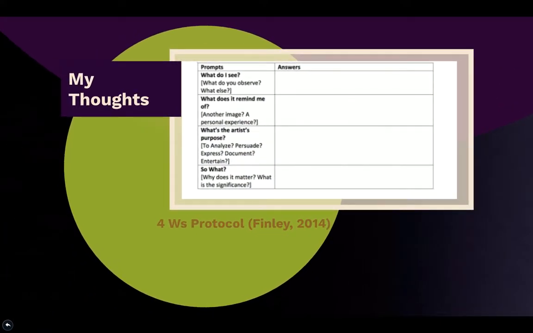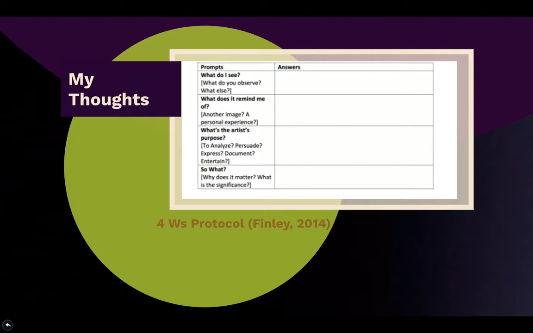Another thing that comes to mind is the 4Ws protocol by Finley. His protocol gives some great prompts that we could use in the classroom with our pre-K students, especially when we're looking at those pictures in our books or print concepts around our classroom. So he asks things like, what do I see? You might notice something and then you'll say, well, what else? Does it remind you of something? Maybe a personal experience or another image you've seen before?